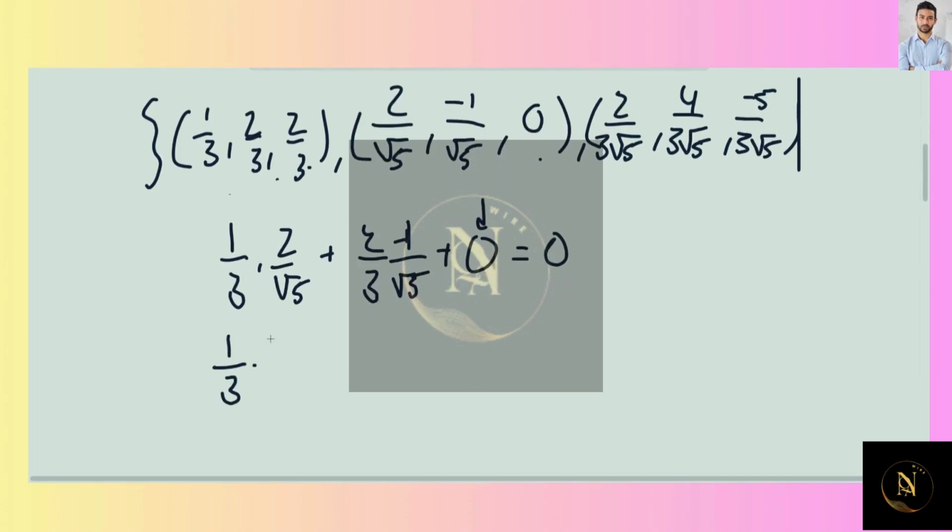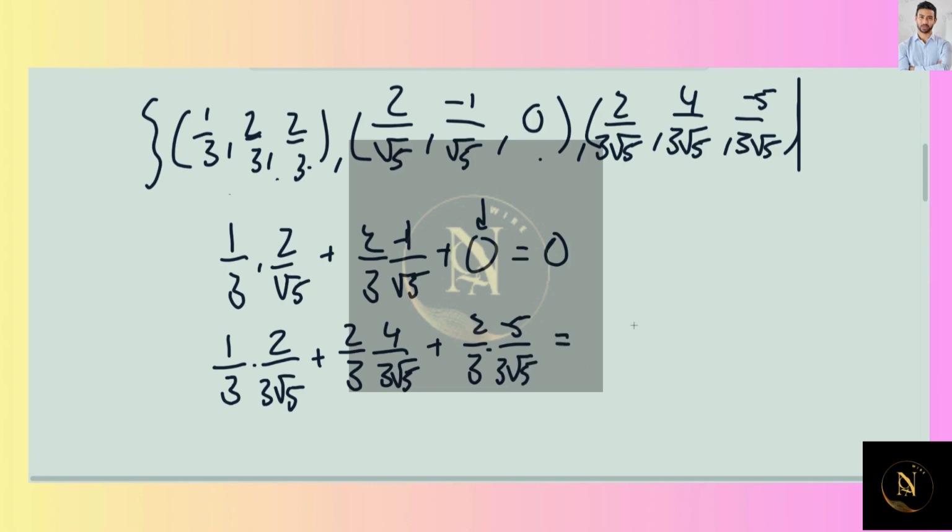Let's check the first vector and the third vector. 1 over 3 times 2 over 3 root 5 plus 2 over 3 times 4 over 3 root 5 plus 2 over 3 times negative 5 over 3 root 5. The bottom we know is going to be 9 root 5. We really don't need the bottom because it's either going to be 0 or it's not, but I see 2 plus 8 minus 10. That's 0. We're good.